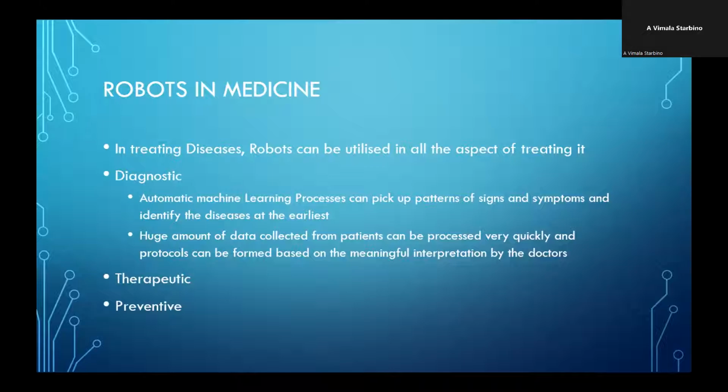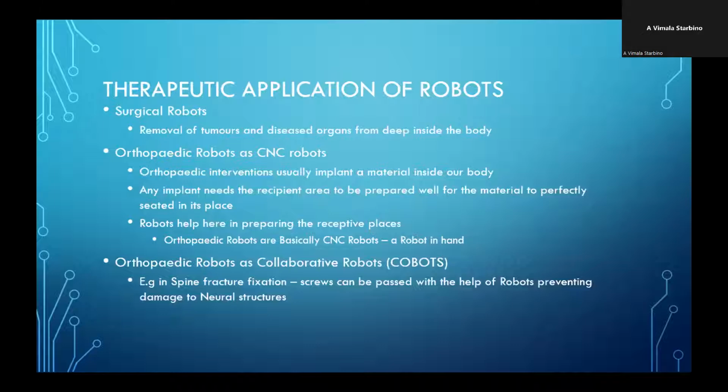And other parts are the therapeutic and preventive. Let us see one in detail. What are the therapeutic applications of robots, which is mainly surgical robots? The surgical robots used in general surgical procedures like urology, ENT surgeries, or abdominal surgeries are mainly to remove tumors and diseased organs from deep inside the body, which is very difficult to reach by the human hand.